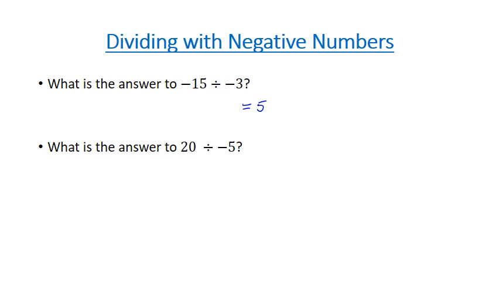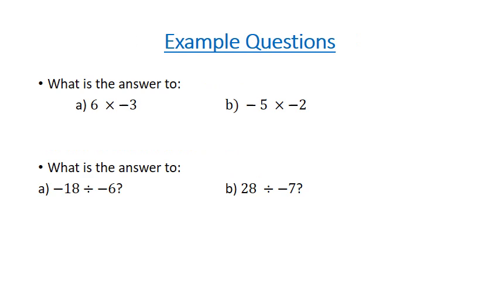Second question, it says, what is the answer to 20 divided by negative 5? Well, 20 is a positive number divided by negative 5, which is a negative number. My answer is going to be a negative answer. And 20 divided by 5 is 4, so my answer is negative 4.